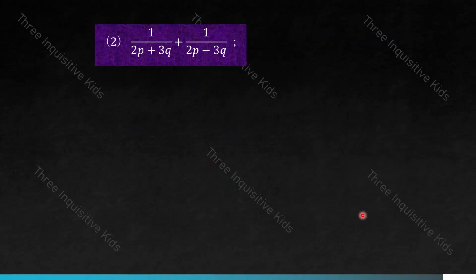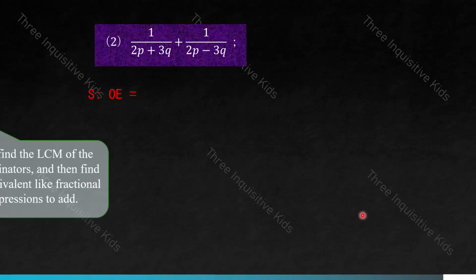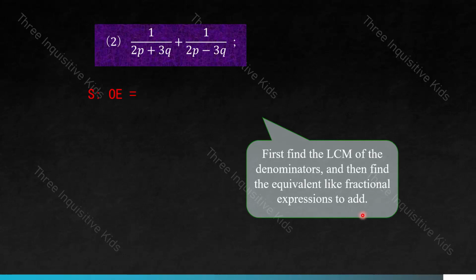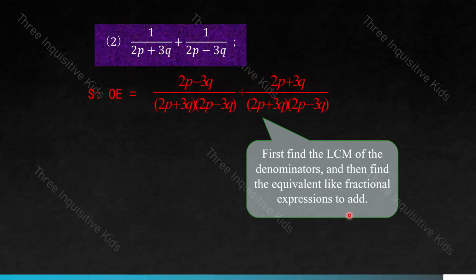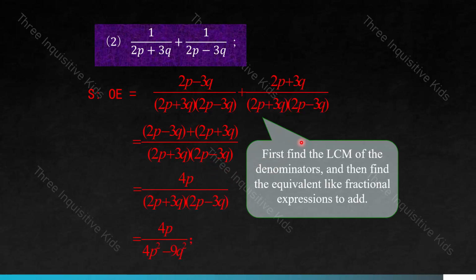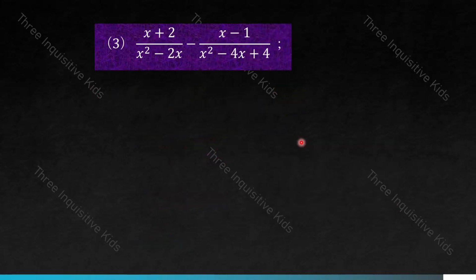Now here is the second problem. Pause the video and solve. Well, for this one, we can first find the LCM, least common multiple, of the denominators, and then we can find the equivalent like fractional expressions to add. This is how we would cross multiply to get common denominators, and then we would add. This would give us 4p over 4p squared minus 9q squared. Now here is a third problem. Again, we're just doing lots of review, so pause the video and solve.